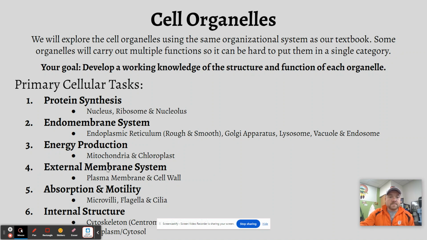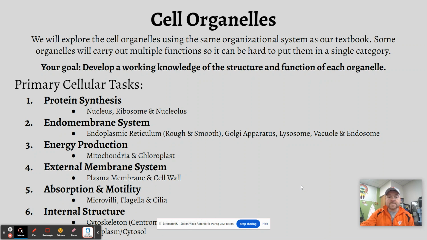Energy production. Our powerhouse of the cell is going to be there, the mitochondria, but also the chloroplast. You would have seen these in our plant cells during our rotations. They were the little green beans that you saw within the cells. The external membrane system is going to be the plasma membrane, and in some of our kingdoms, the cell wall. Absorption, so taking things into the cell, and motility, movement, are going to be microvilli, flagella, and cilia.